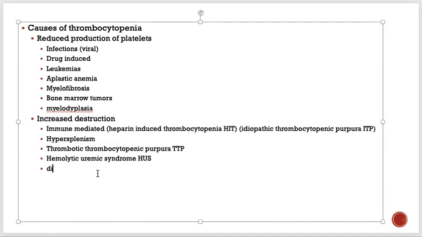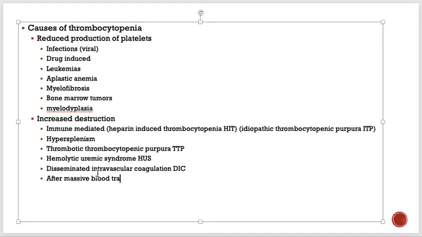Then there is a condition called disseminated. What is disseminated? Widely spread, right? Intravascular, inside the vessel, coagulation. It's a type of disorder that cannot be explained so quickly, but the short form is DIC. In this one, the persons have thrombocytopenia, and they can present with superficial bleeds or bleeding from different parts of the body. It can also occur after massive blood transfusion.